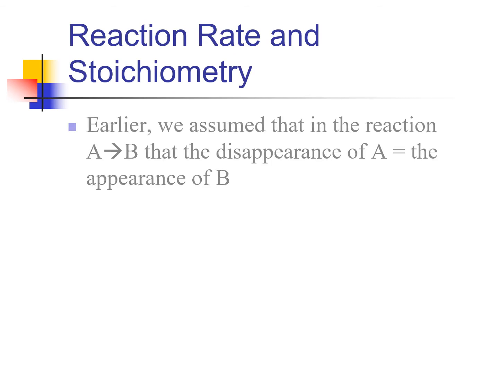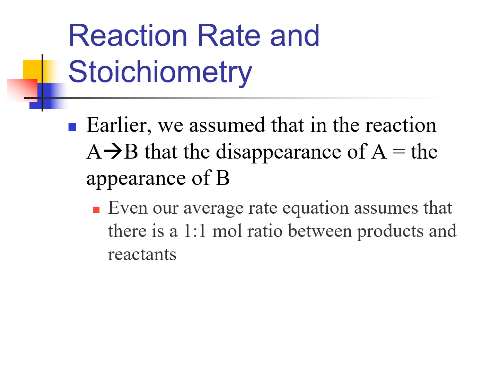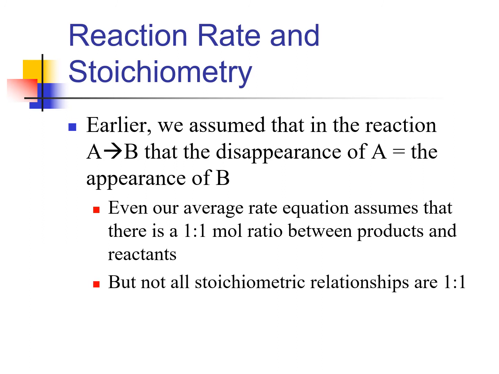Now stoichiometry plays in as well. If everything in the reaction, your reactants and products, exist in a 1-to-1 ratio, then the rate of the disappearance of A would be the same as the rate of the appearance of B. Again, that's assuming a 1-to-1 ratio. But as we know, not all stoichiometry has coefficients of 1. That would make balancing equations very simple.